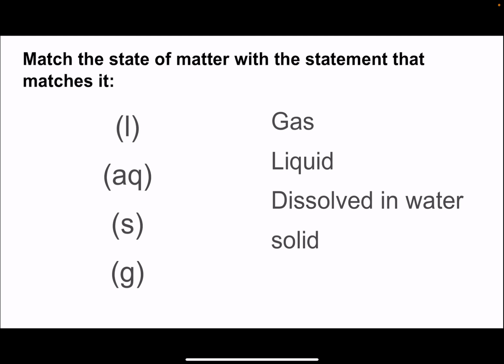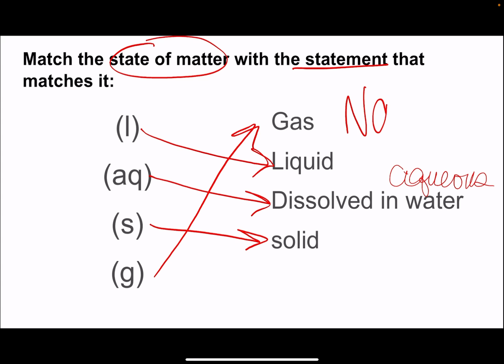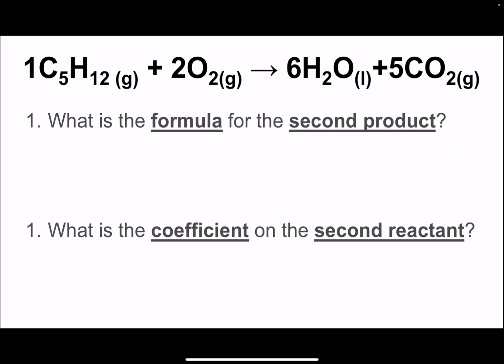Now match the state of matter with the statement that matches with it. So we would see that L represents our liquid. AQ just means dissolved in water, and our fancy term is just aqueous. S would be solid, and then G represents gas. When we see these states of matter, they're going to be behind our chemical formula, in the parentheses and smaller.